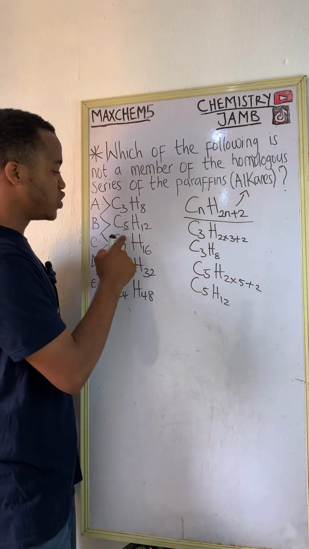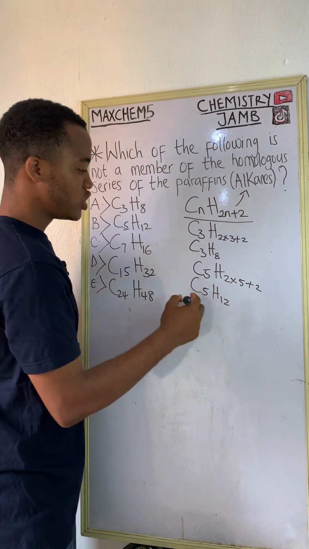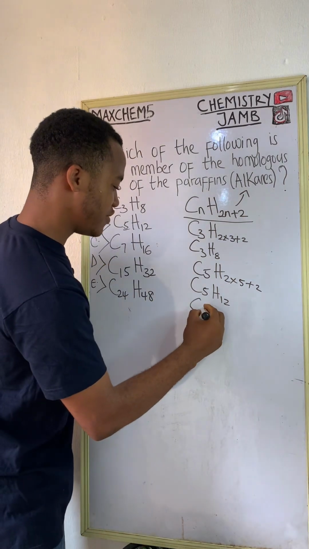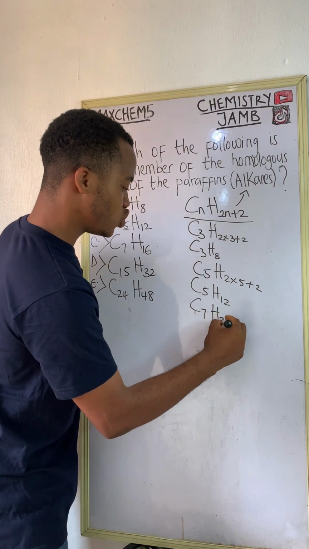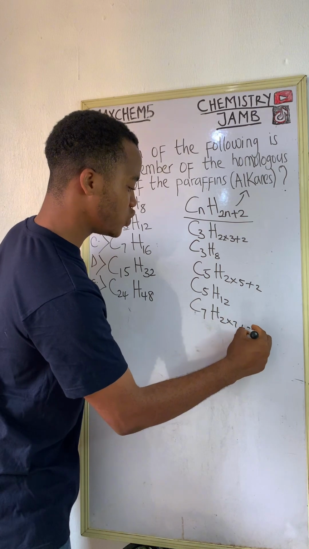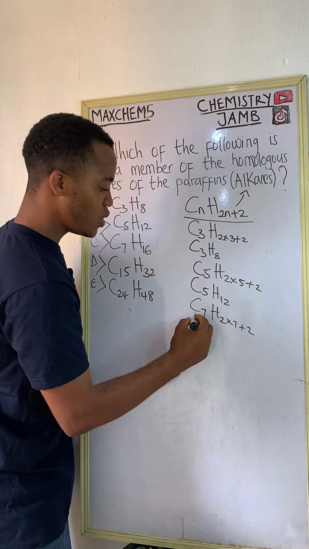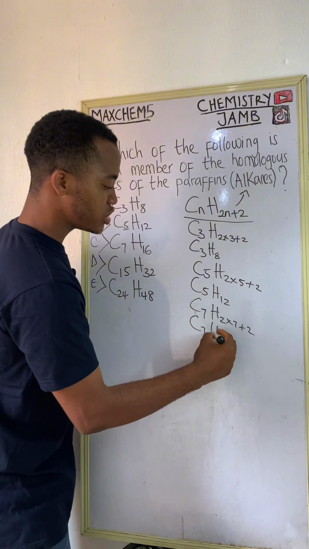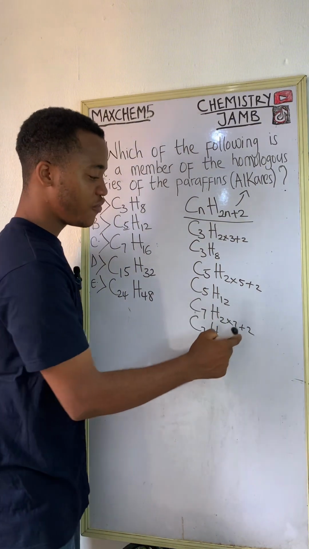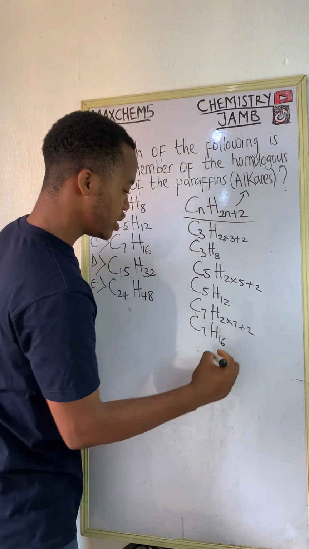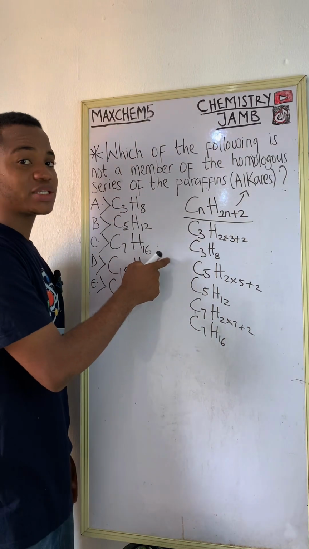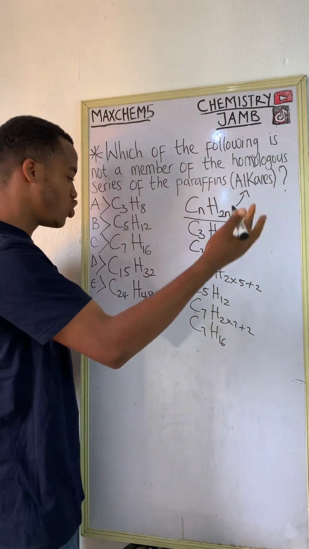Let us move to the next one. The next one is C7. So we just put 7 in the formula: C7H2 times 7 plus 2. I'm following this formula, right? So we are going to have C7H. 2 times 7 is 14. 14 plus 2 is 16. C7H16. So this is also a member of the paraffin homologous series.